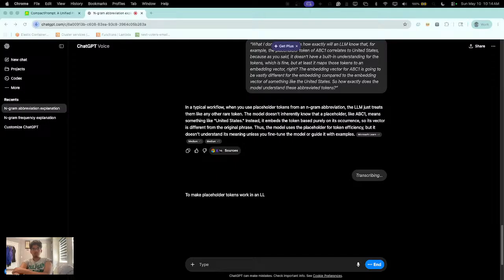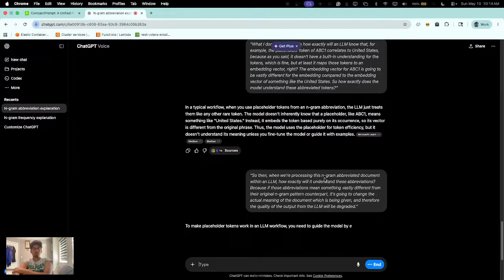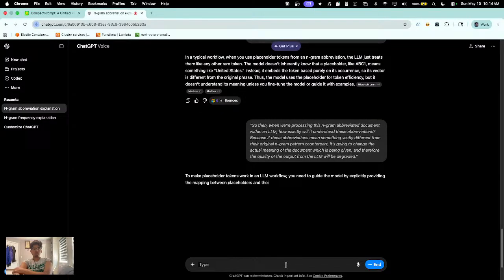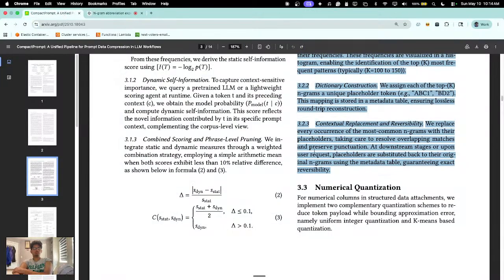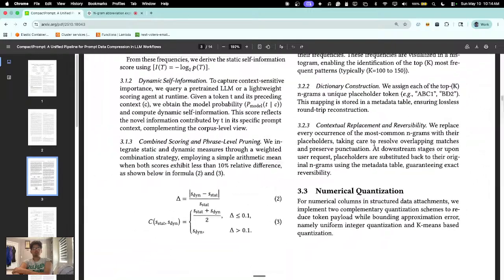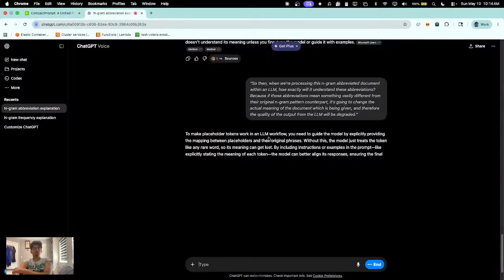To make placeholder tokens work in an LLM workflow, you need to guide the model by explicitly providing the mapping between placeholders and their original phrases. Without this, the model just treats the token like any rare word, so its meaning can get lost. By including instructions or examples in the prompt, like explicitly stating the meaning of each token, the model can better align its responses, ensuring the final output stays accurate and meaningful.